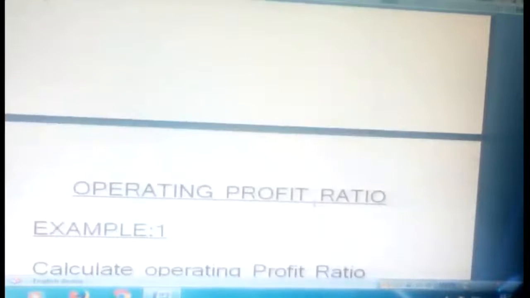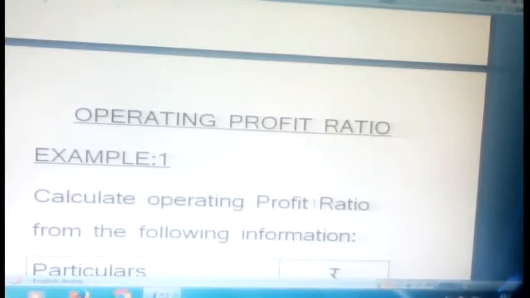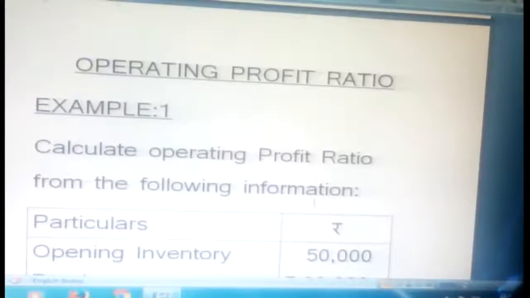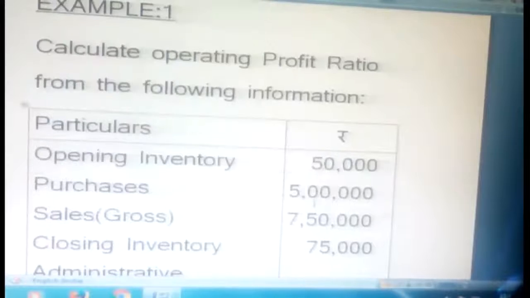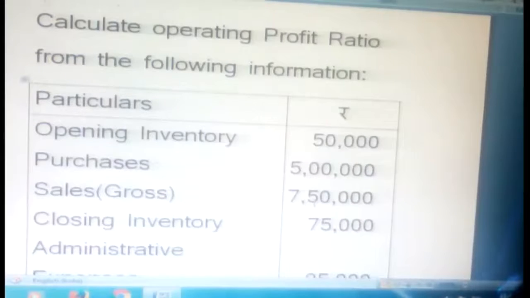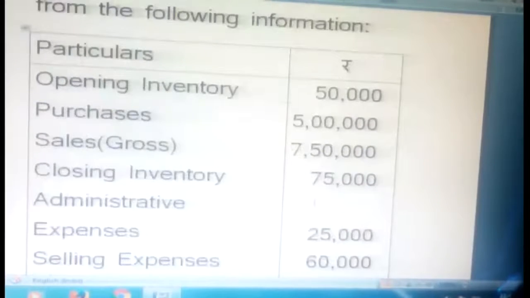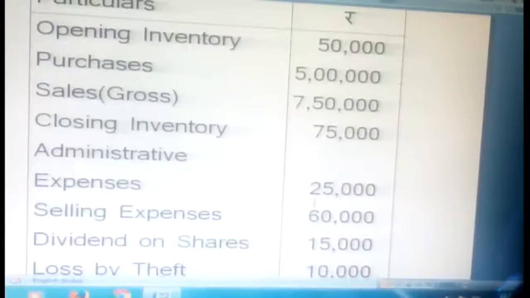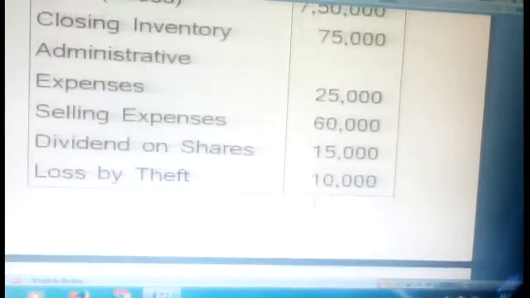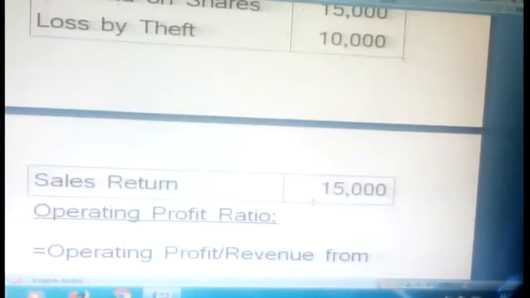Okay. Then we are moving to the operating profit ratio. That's what we are going to discuss now. We calculate the operating profit ratio from the following information. They have given opening inventory 50,000, purchases 5 lakhs, gross sales 7,50,000, closing inventory 75,000, administrative expenses 25,000, selling expenses 60,000, dividend on shares 15,000, loss by theft 10,000. Okay, so sales return 15,000.